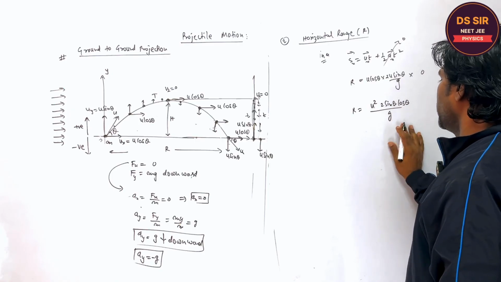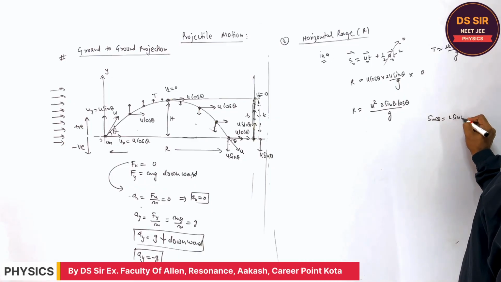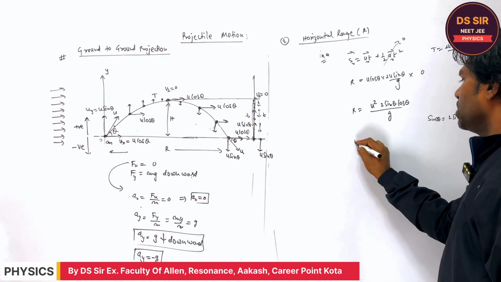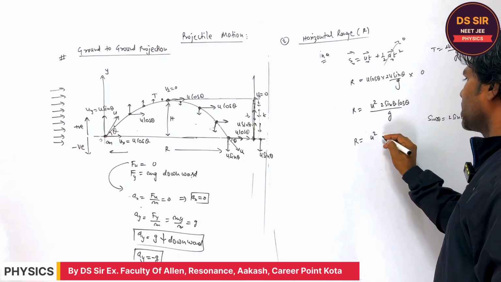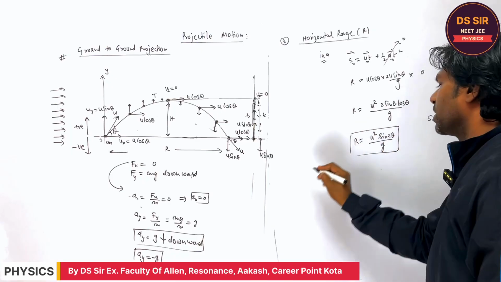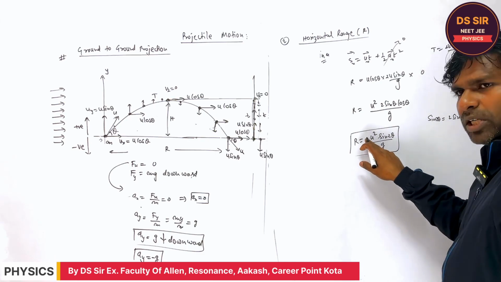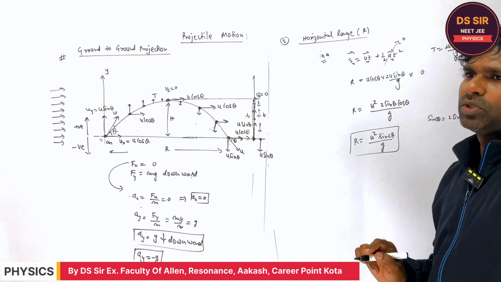I can write sin 2 theta is equal to 2 sin theta cos theta, which is the identity. So the range with the help of the x direction we can find, and it is u square sin 2 theta upon g. Is it clear? So the range depends upon what? Initial speed and the angle of projection.